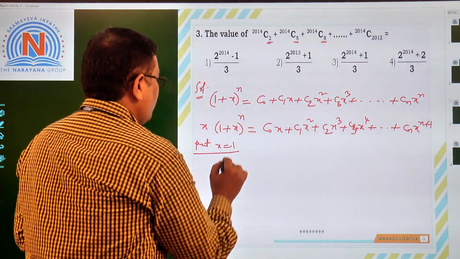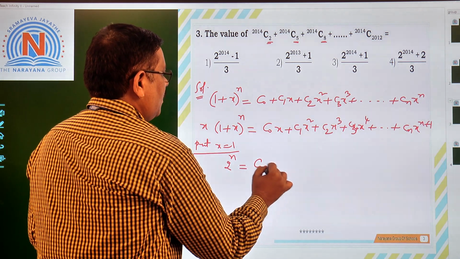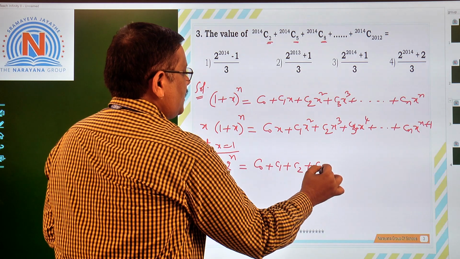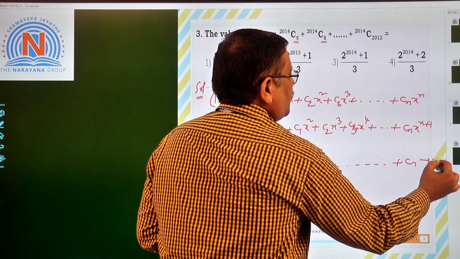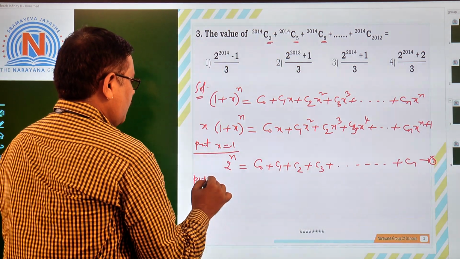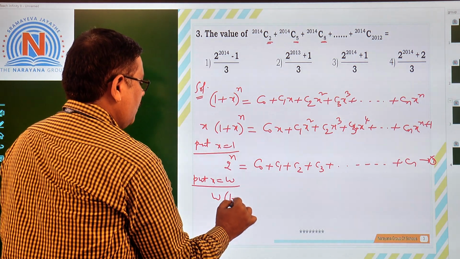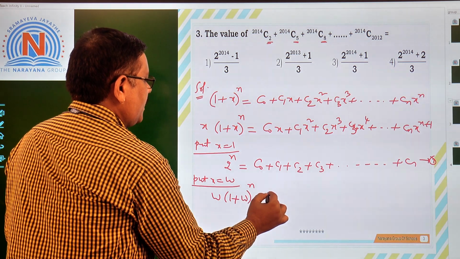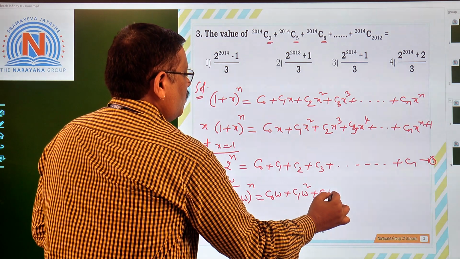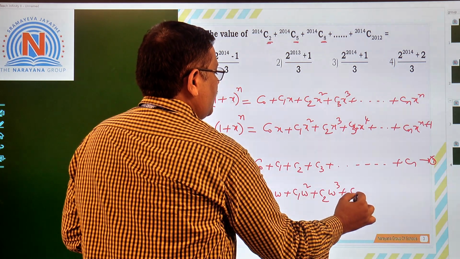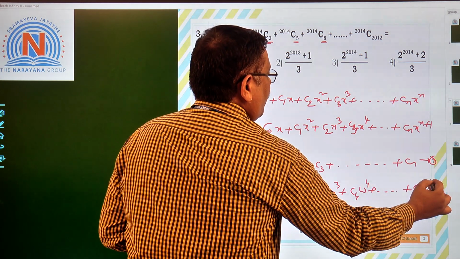So, let us take x as 1. If you take x as 1, we are going to have 1 into 1 plus 1, that is 2 to the power of n, that is going to be c0 plus c1 plus c2 plus c3 plus so on plus cn. Okay, this is the condition number 1. Next, put x is equal to omega. If you take x as omega, we have omega into 1 plus omega whole power n, that is equal to c0 omega plus c1 omega square plus c2 omega cube plus c3 omega power 4 plus so on plus cn omega power n plus 1.